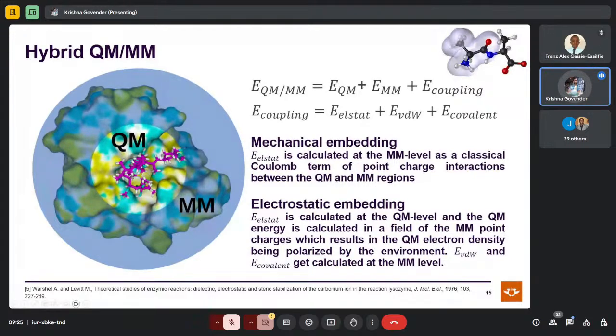Your van der Waals and your covalent terms can still be calculated at the MM level, but at least the electrostatics need to be done at the QM level. Obviously that's going to make your calculation a little bit longer because you're calculating it at the quantum level. But it's been proven to be a bit more accurate when it comes to simulating some reactions that take place in this QM region.